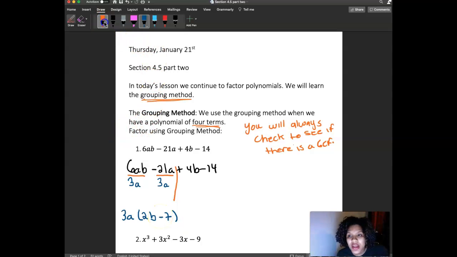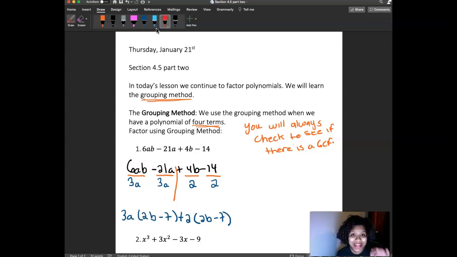Now you're going to do the same with the second one. What do the last 2 terms have in common? They are both divisible by the number 2. So the GCF for both 4b and negative 14 is 2. You're going to bring this sign. It's a plus 2, open parentheses. 4b divided by 2 is 2b. Negative 14 divided by 2, negative 7.